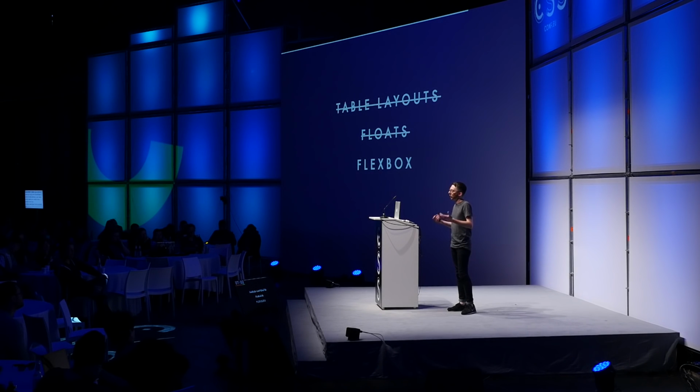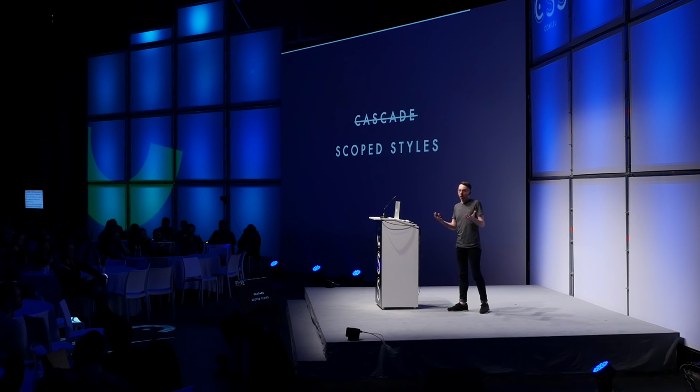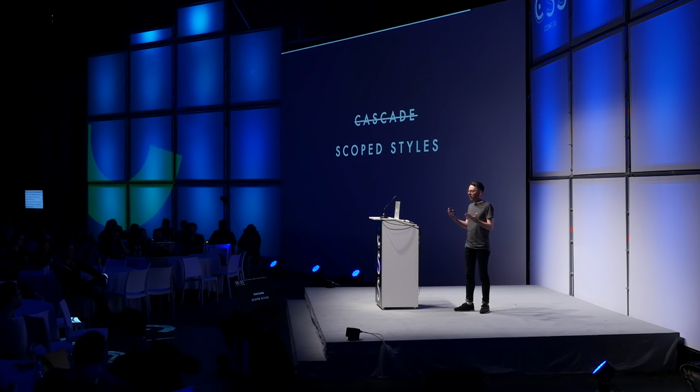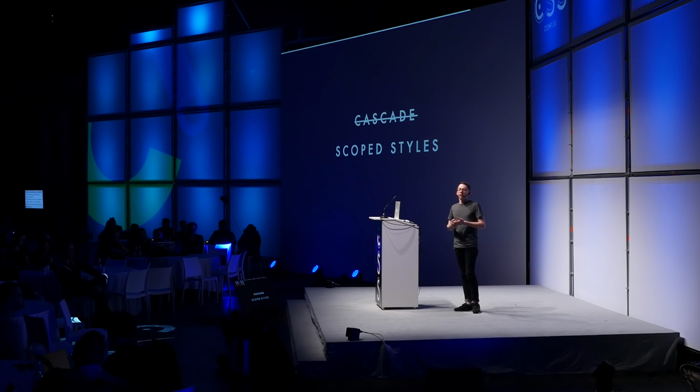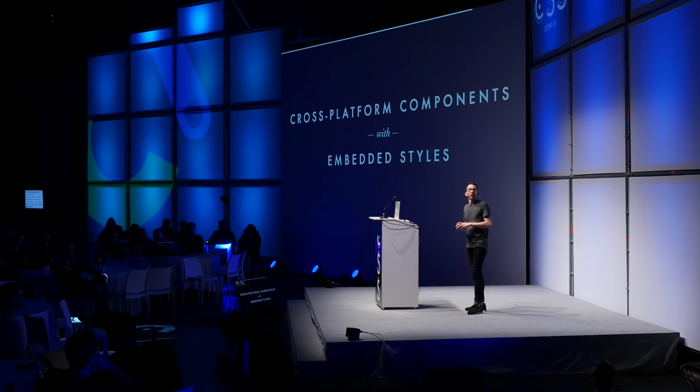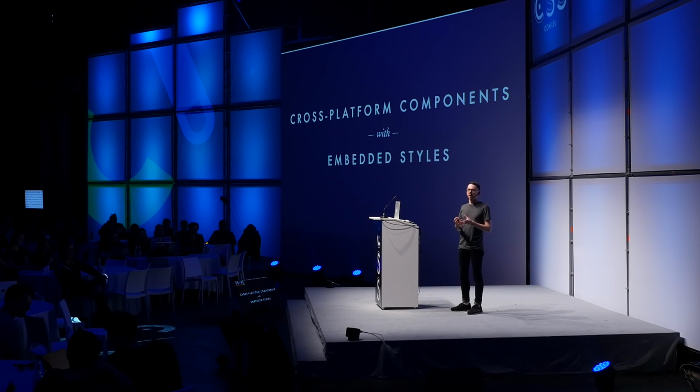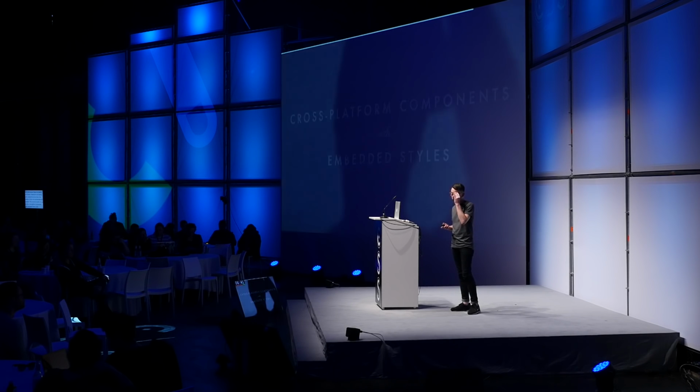So that means that if you're working in React Native, you're not dealing with table layouts, you're not dealing with floats, you're dealing with Flexbox. And again, because we're working outside of the browser environment, we don't have the cascade, we have scope styles. But in some ways, this makes our app more maintainable and more portable. What this unlocks now is the ability for us to finally have cross-platform components with embedded styles, styles that are tightly coupled to the component in a way that makes them available to different platforms.